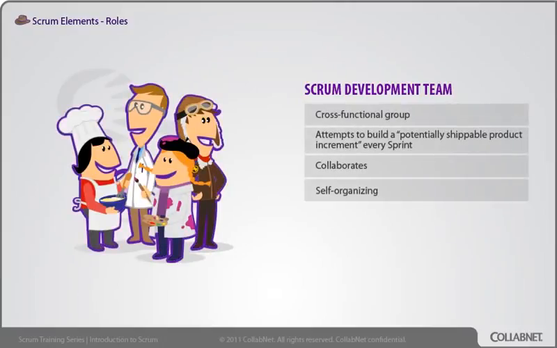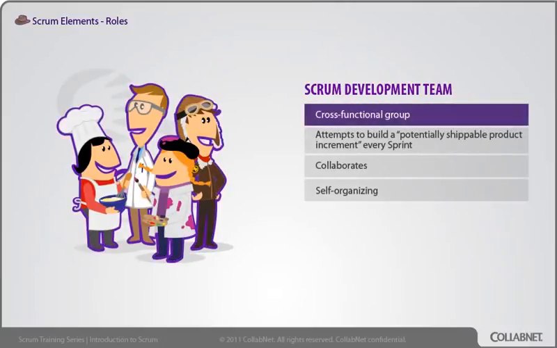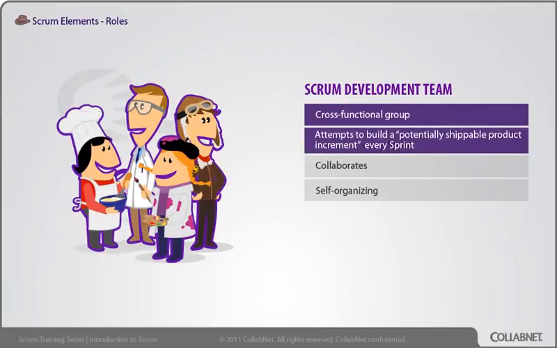Now we have the Scrum Development Team. The Scrum Development Team is a cross-functional group responsible for self-organizing to build a potentially shippable product increment every sprint. This is hard to do in the beginning, and to date more and more teams are learning how to do it. You don't want to be the last team that learns how to do this.